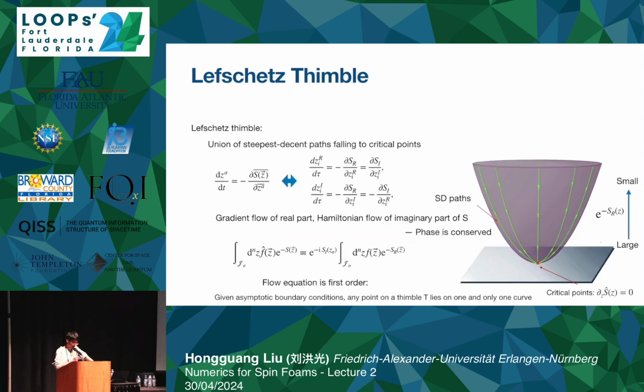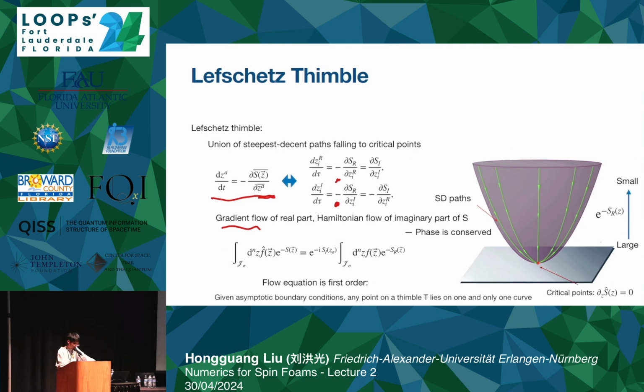And now, how do we determine these symbols? As we said, the symbol is just the steepest descent path, and we can write out the equation for the steepest descent path. It's given by this equation of motion. If you separate it into the real and the imaginary part, you can see that the real part of the action follows a gradient flow, because both are negative signs. And the imaginary part of the action follows a Hamiltonian flow.